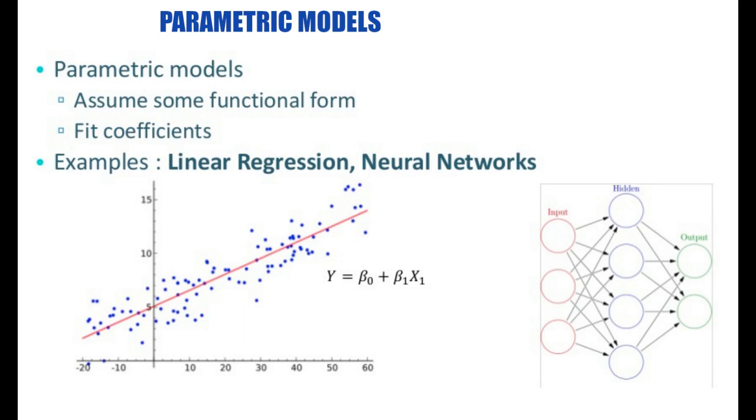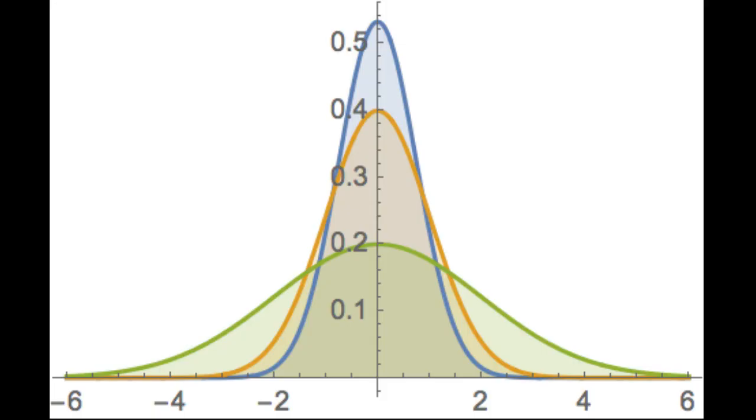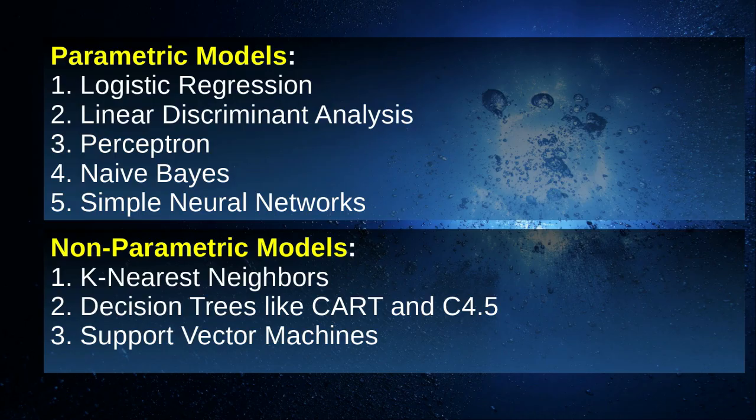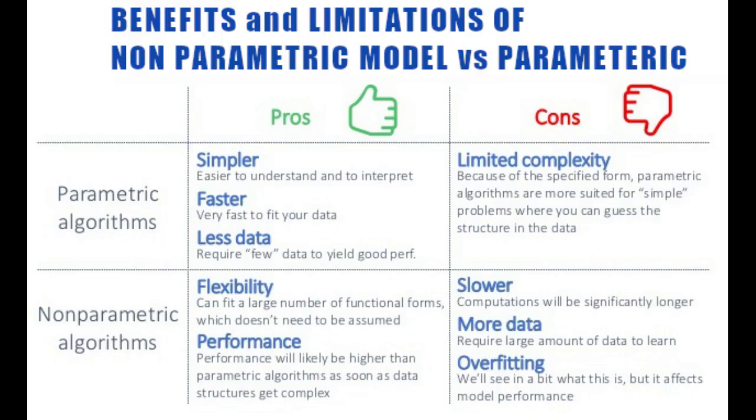Algorithms that simplify the function to a known form are called parametric machine learning algorithms. A learning model that summarizes data with a set of parameters of fixed size, independent of the number of training examples, is called a parametric model. No matter how much data you throw at a parametric model, it won't change its mind about how many parameters it needs. Some more examples of parametric machine learning algorithms include: 1. Logistic regression, 2. Linear discriminant analysis, 3. Perceptron, 4. Naive Bayes algorithms, 5. Simple neural networks.